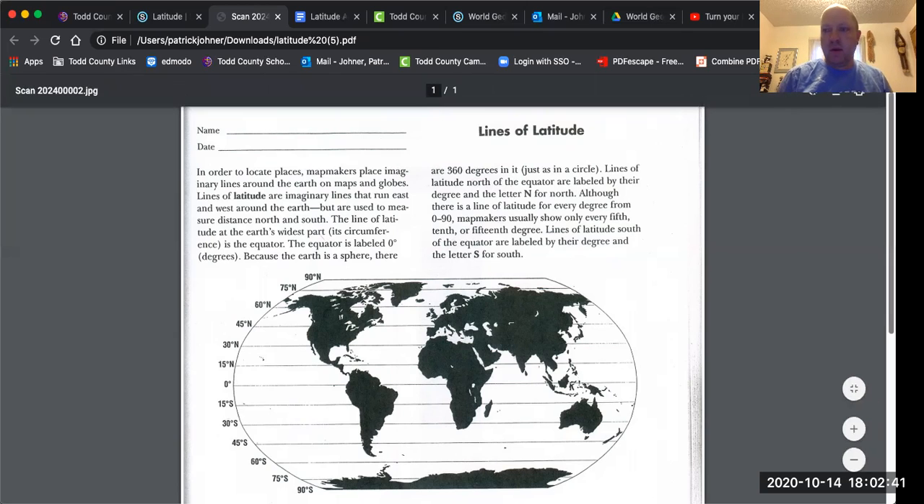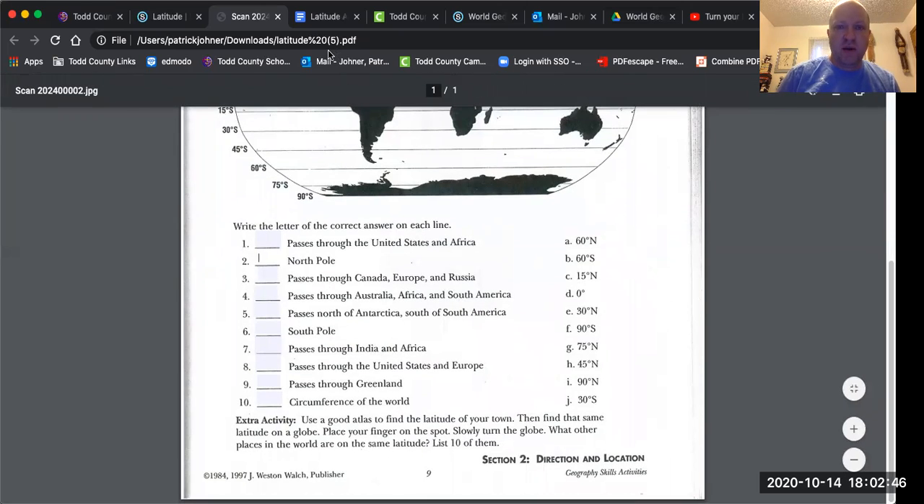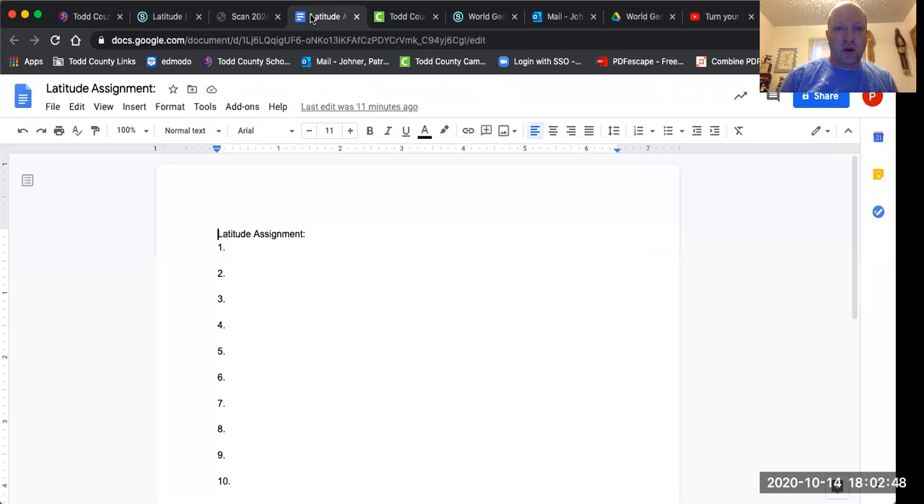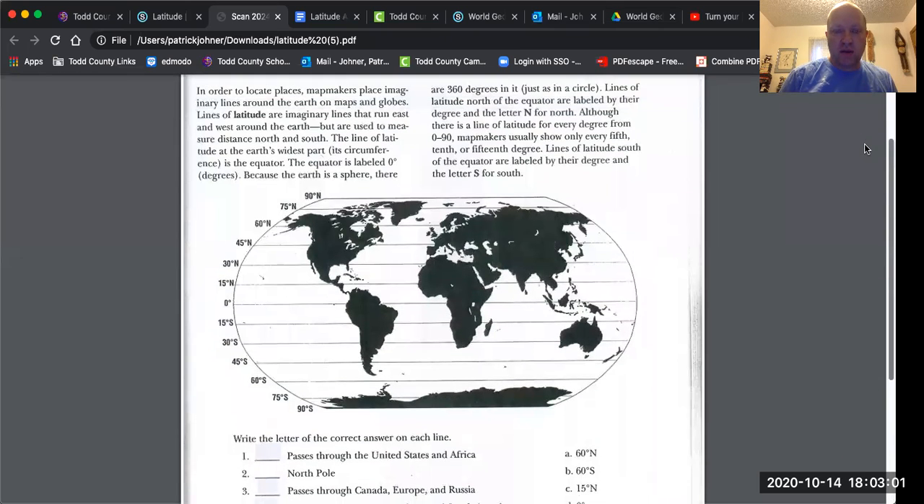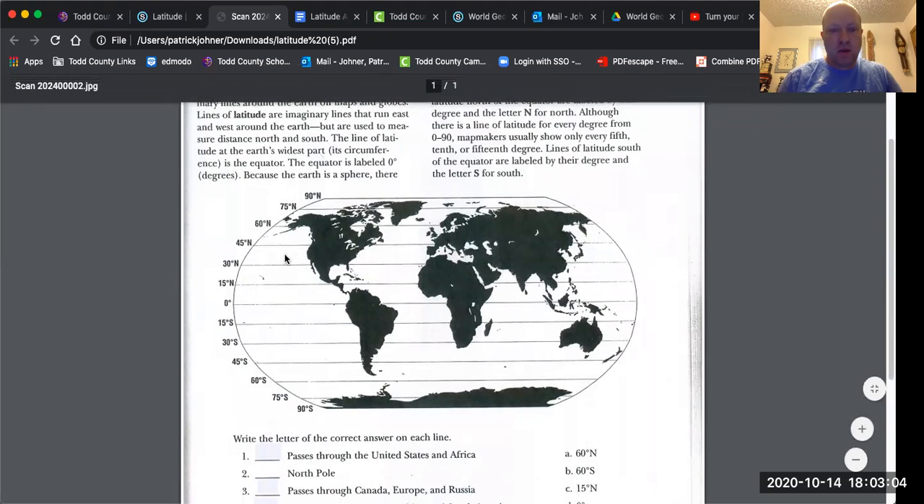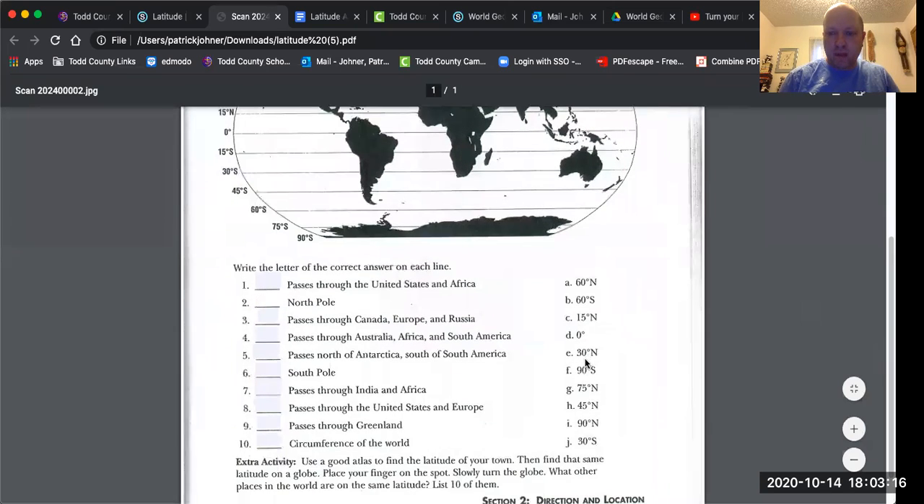All right. So if we look, of course, we're not going to type our answers here, but we're going to look at this, and then we're going to type our answers in our Google document. So if we look, we'll do the first two together here. Passes through the United States and Africa. Now this is where that world map is going to help you out. But here's the United States. Here's Africa. Now if we look, the only line that passes through both of them is 30 degrees north. And if we look, that would be the letter E.